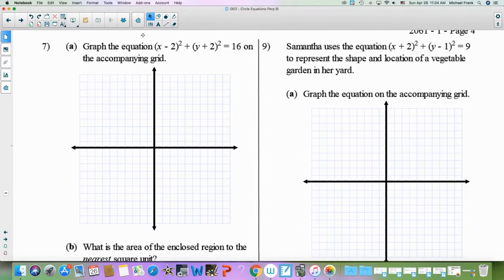Well, remember, I'm going to have the same exact process as before. If I know the center and I know the radius, I could draw that circle. So the center of this circle, I'm going to look inside the x and see a negative 2. So the opposite, the negative of a negative 2, is positive 2. And then inside the y, I see a positive 2, which means it's going to be a negative 2. So that's the center of my circle, and my radius will be equal to the square root of 16, which is 4.